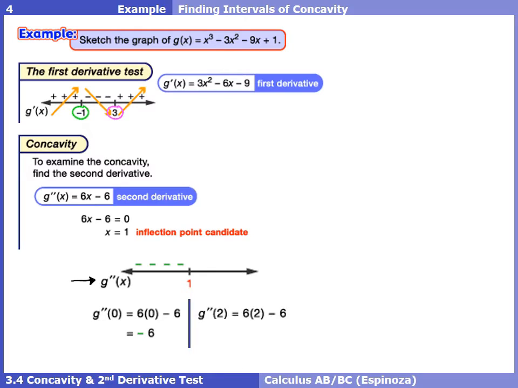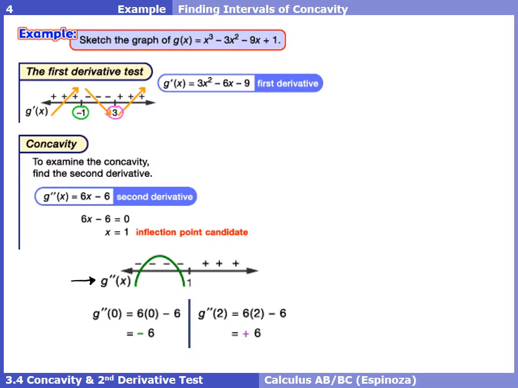To the right of 1, I'm going to pick 2. When you take 2 and plug it into the second derivative, you'll get +6. Again, we don't really care so much that the value is 6, more that the sign of it is positive. So back in 3.3, the way we kind of rounded out the labeling of this sign chart is we put an arrow up or down. Well, now that this is a second derivative sign chart, we don't want to put an arrow going up or down because that's not the way we interpret this sign chart.